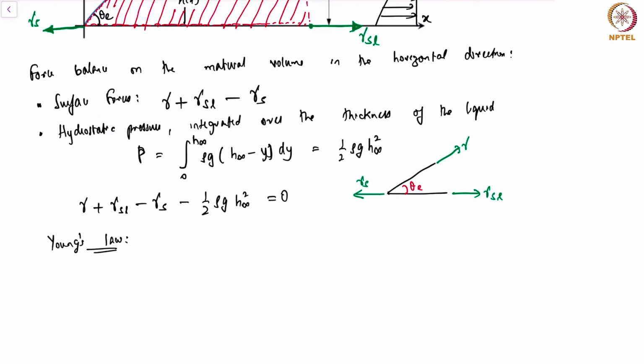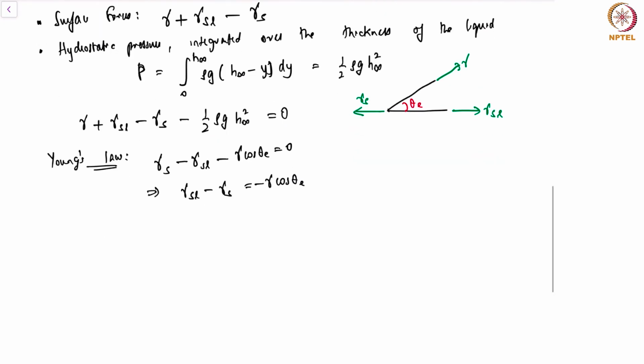Then I simply have gamma solid minus gamma solid liquid minus gamma cos theta E is 0, and therefore I simply have gamma SL minus gamma S will simply be minus gamma cos theta E, right?